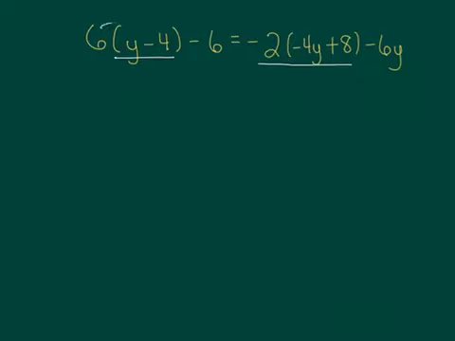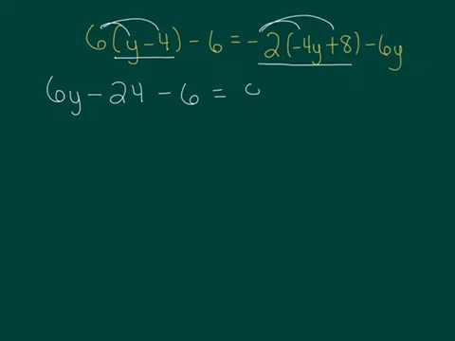So I'm going to start by distributing the 6 to both the y and the negative 4. So that's going to give me 6y minus 24, and then I still have that minus 6 there that I haven't done anything with yet. Now over here I'm going to distribute this negative 2. So negative 2 times negative 4 gives me positive 8y minus 16 minus 6y.